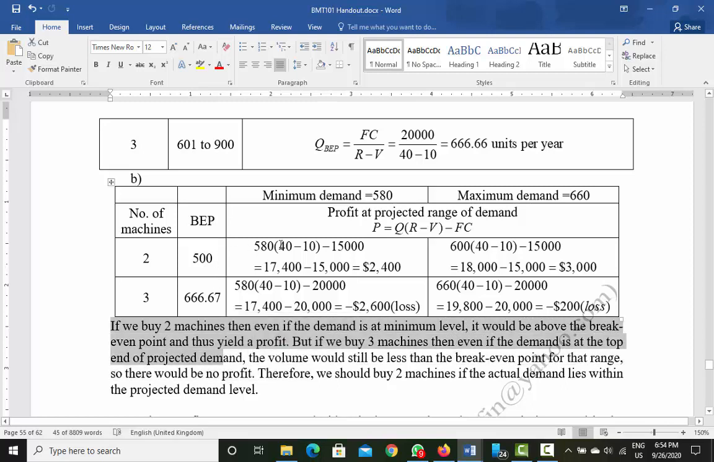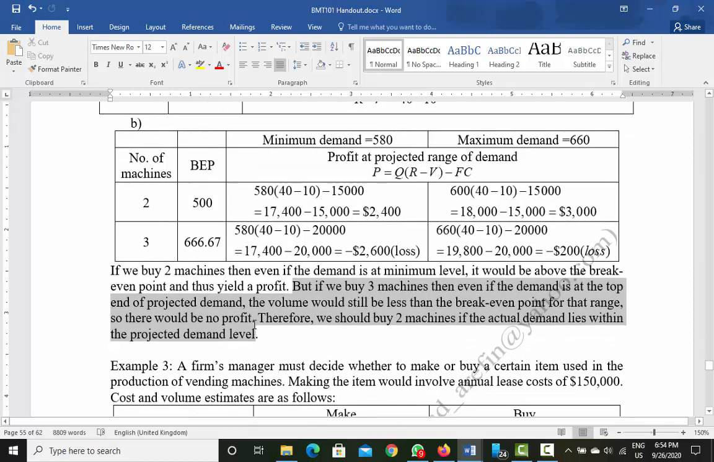So that means even if the market is at minimum demand level, it is above the break even point, so we will make a profit. But if we buy 3 machines, then even if the demand is at the top end of the projected demand, the volume would still be less than the break even point for that range, so there will be no profit.